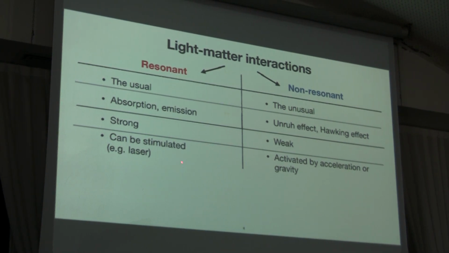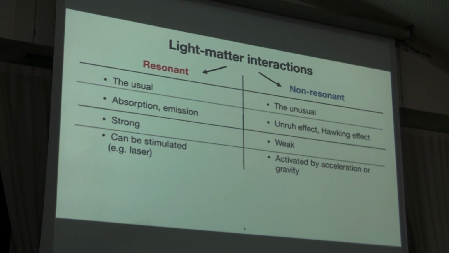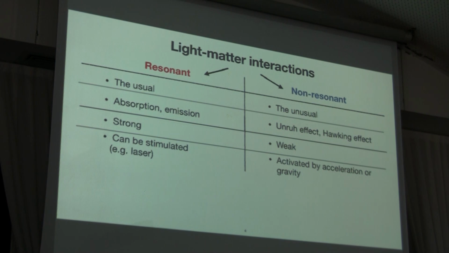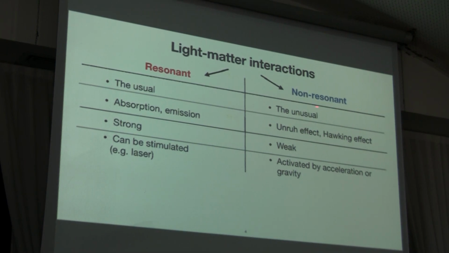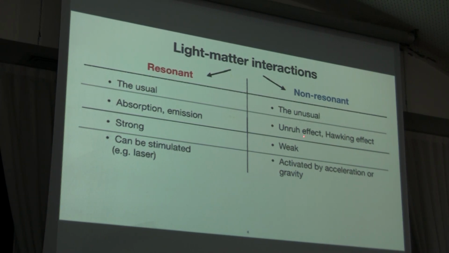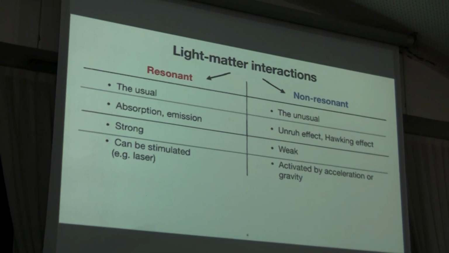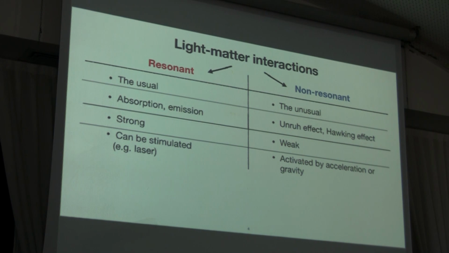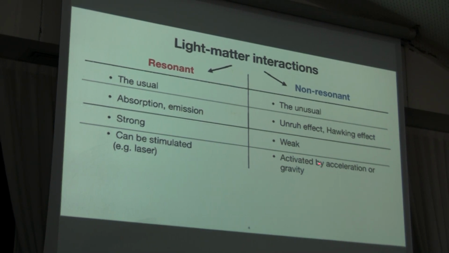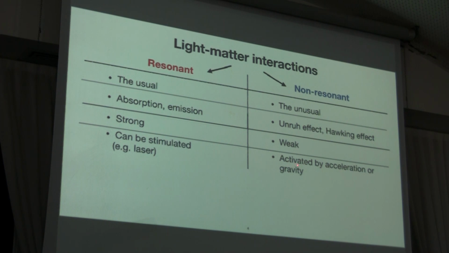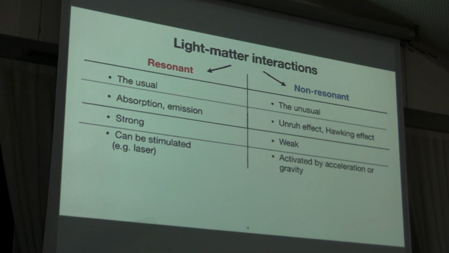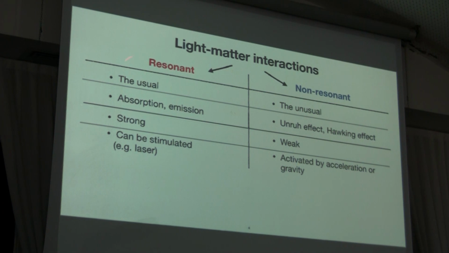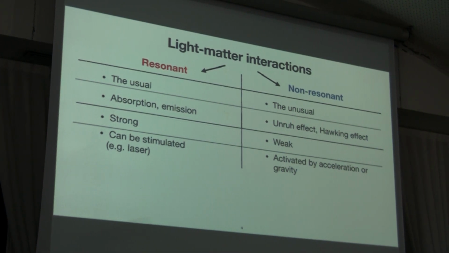And it's well known that these kind of interaction terms can be stimulated, and it's done in labs, for example, using lasers. On the other hand, we have non-resonant interaction terms. They are unusual. Unruh effect and Hawking effect are in this category, and they are weak, which is, of course, why they are unusual. And these interaction terms have to be activated, actually, by either acceleration or gravity. So this is what's already known about light-matter interactions.